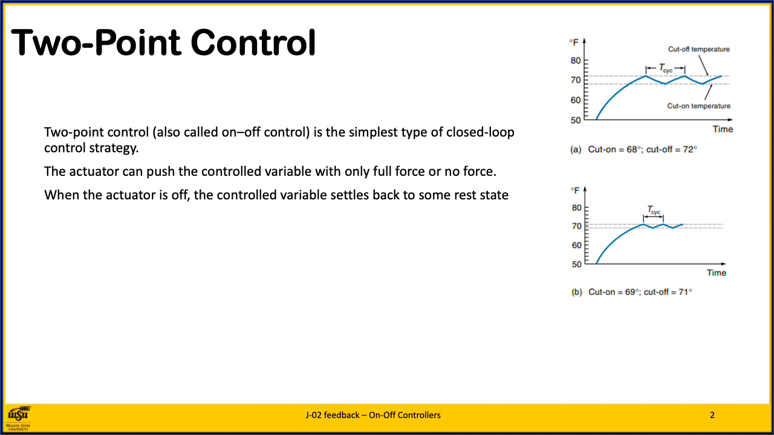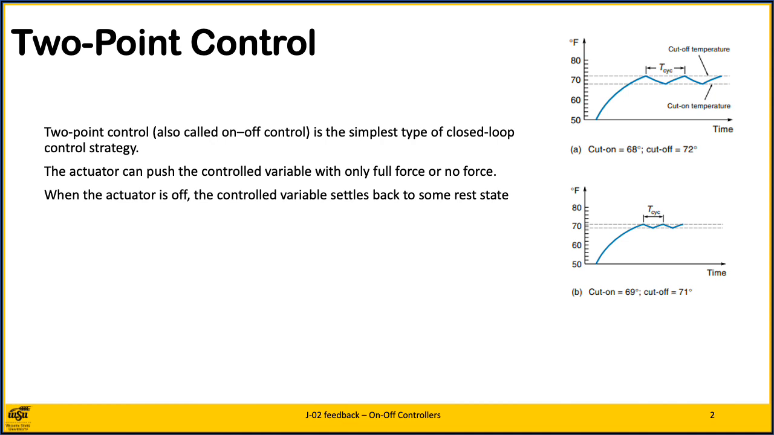Consider a house sitting for a long time with the heat turned off and an outside temperature of 50 degrees Fahrenheit. Eventually, the inside temperature would drop to 50 degrees. This is the rest state temperature. Now, suppose the heat is turned on and the thermostat is set for an average temperature of 70 degrees. As figure A shows, the inside temperature begins to climb, rapidly at first, and then more slowly as the heat losses increase. When the temperature reaches the 72-degree cutoff point, the furnace shuts down.